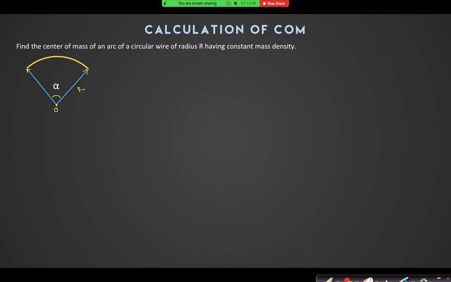Can you try to calculate it? Remember, it is a continuous object, so you have to integrate. You cannot add.